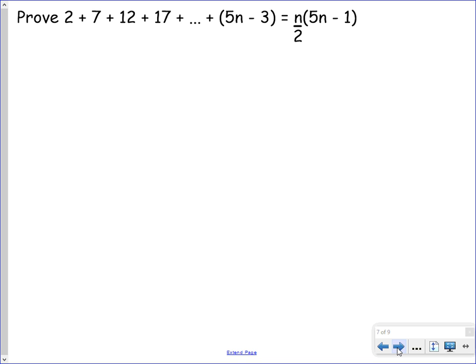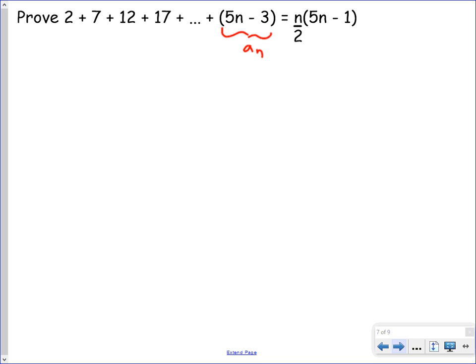We're going to prove that 2 plus 7 plus 12 plus 17 plus dot dot dot plus 5n minus 3 is equal to n divided by 2 times 5n minus 1. Okay. Again, I think it's worthwhile, especially in the very beginning, to make sense of what we're talking about. That whole piece where we're doing 2 plus 7 plus 12 plus 17, that's adding up terms in a sequence. It must be an arithmetic sequence because they're all going up by 5, a common difference. And then 5n minus 3, that's the rule for my sequence. So that's like an a sub n.